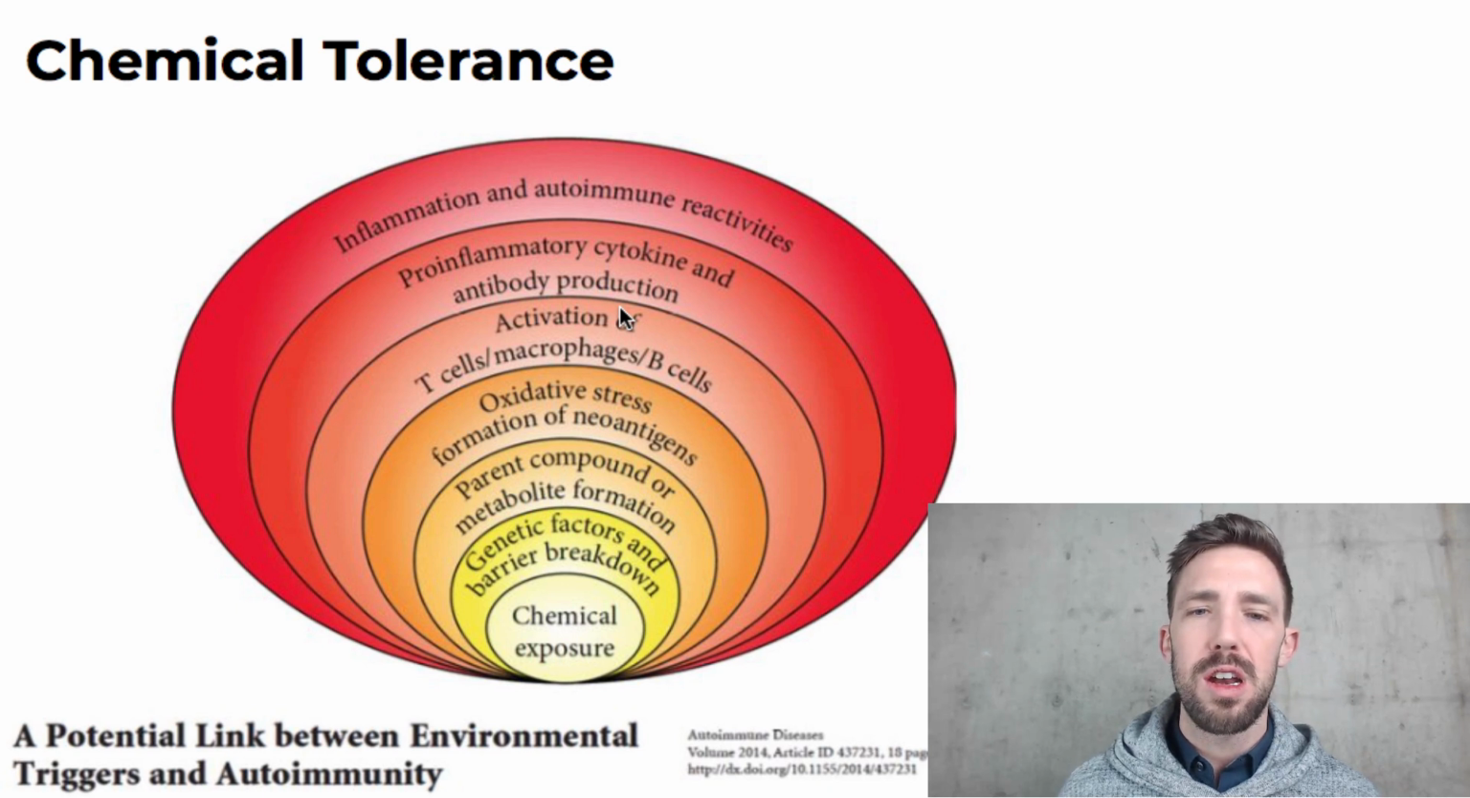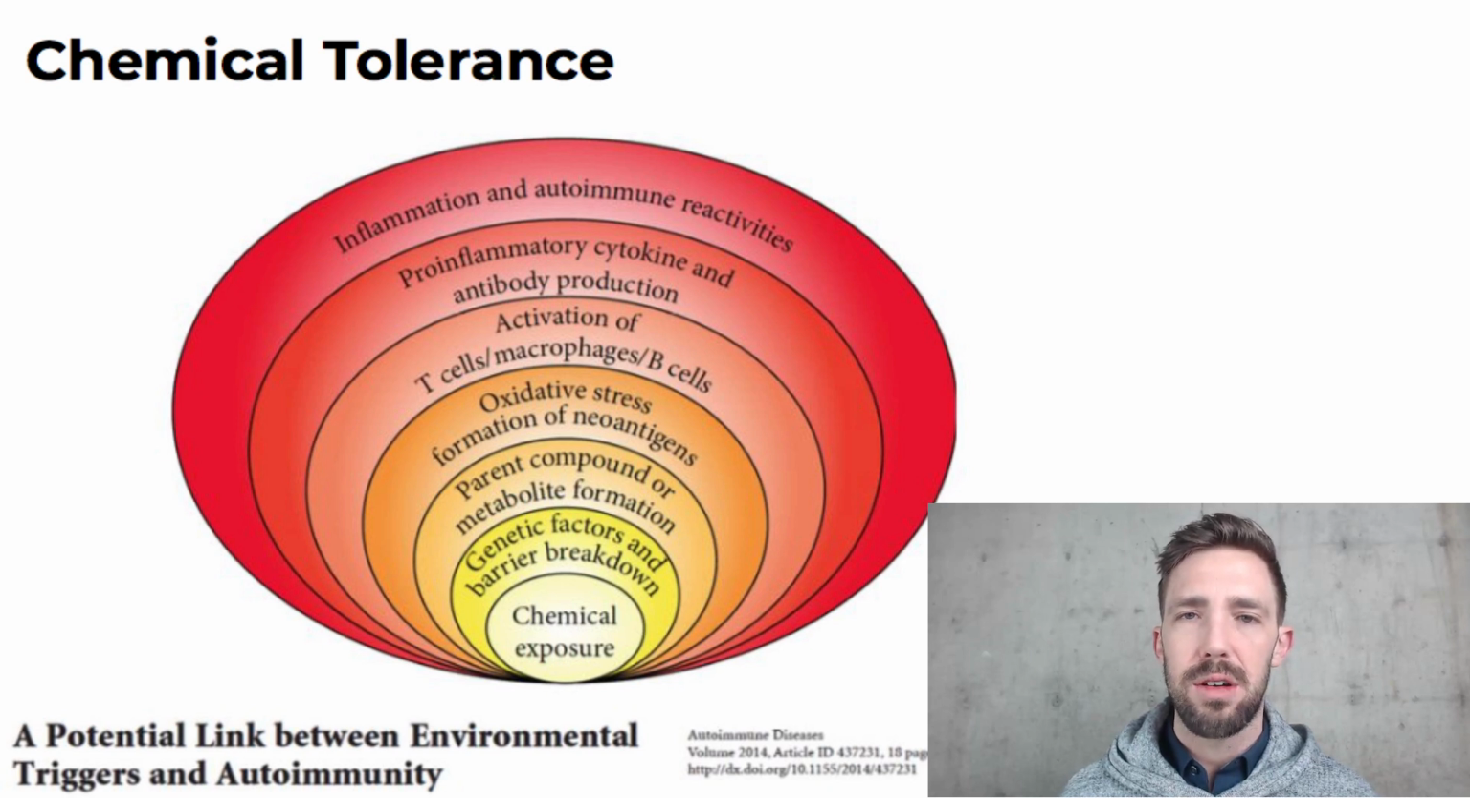Your immune system is starting to flag good things as bad, because it's going in attack mode. So you're starting to create these antibodies against these chemicals, and then you start to create antibodies against self-tissue. Then that leads to inflammation and autoimmune reactivities. So foods can do this, environmental compounds can do this, a lot of different things can cause a loss of tolerance over time.